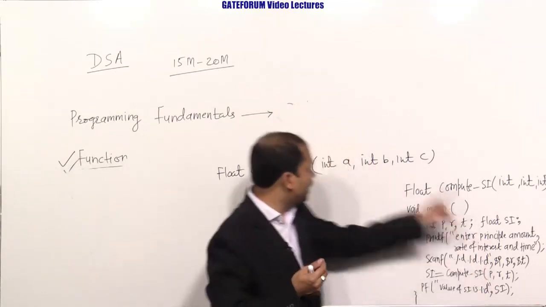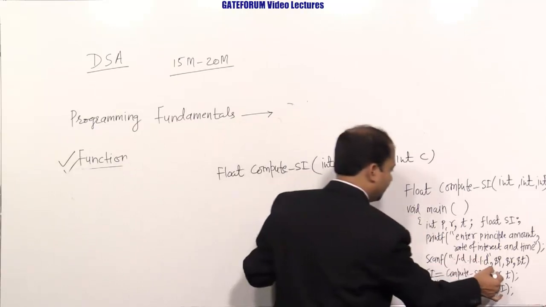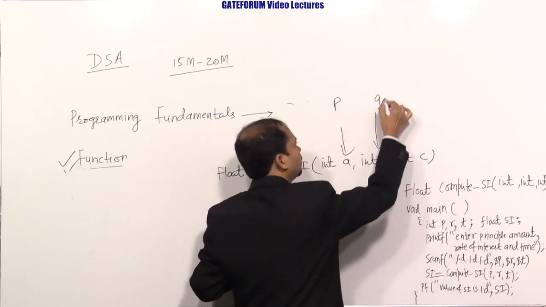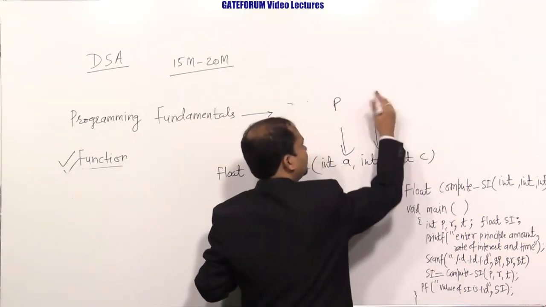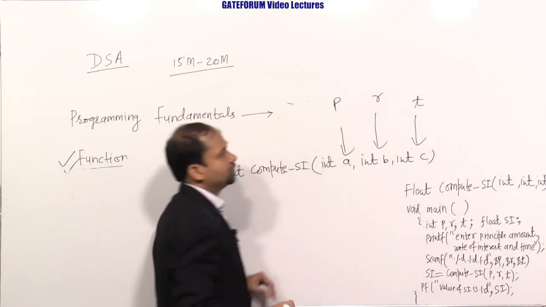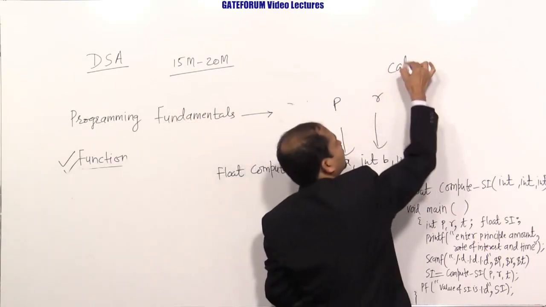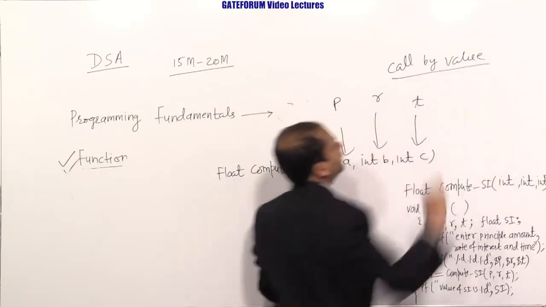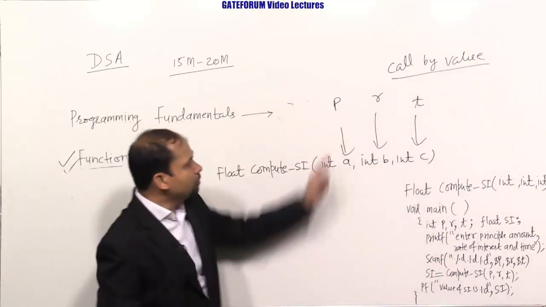So here this is just a formal one, which is a call by value. So the value of P will be passed to A. Here the value of R is passed, and here the value of T is passed. This is called the call by value syntax, the call by value parameter passing technique.